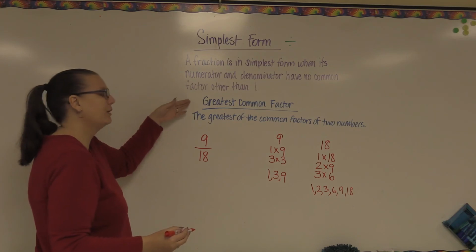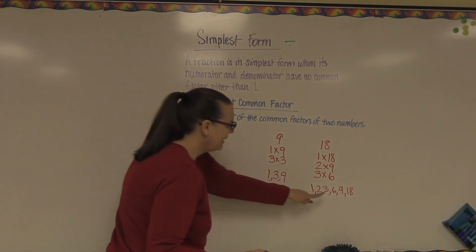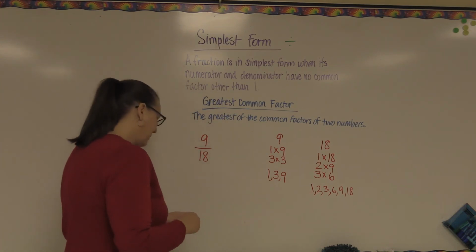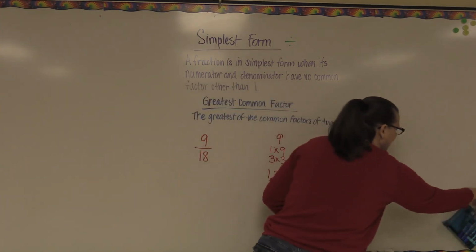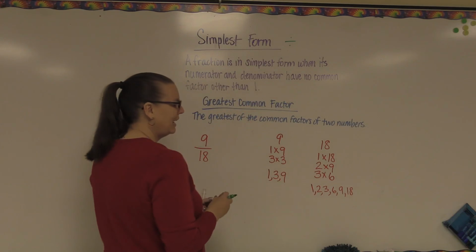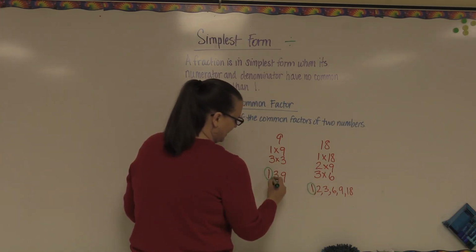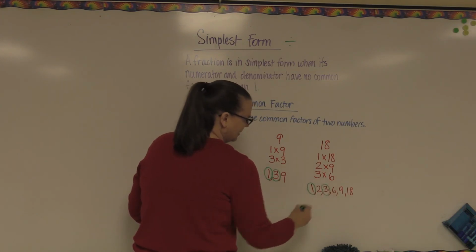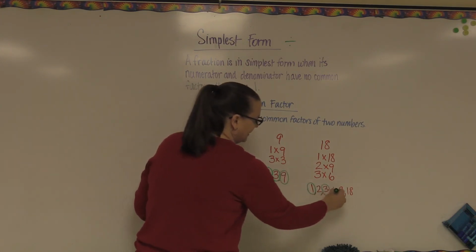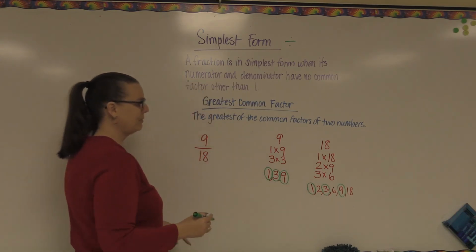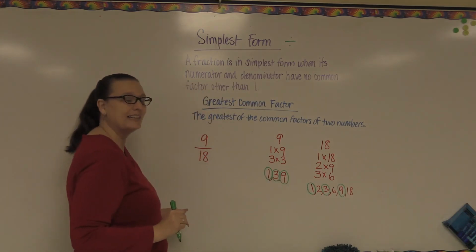Again, if we're finding greatest common factor, we need to find the factor that they both share that's the biggest one. So let's switch back to another color because it makes it easier to see. Let's find the factors that they have in common. They both have a 1, they both have a 3, and they both have a 9. If we want the greatest common factor, we pick the biggest one they have in common. So that greatest common factor is 9.